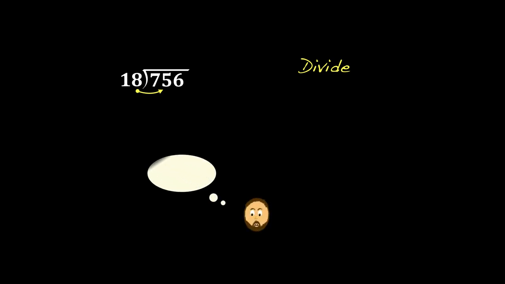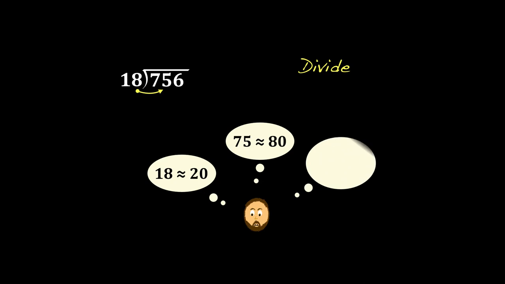So here's our problem. 756 divided by 18. So we're going to divide. 18 doesn't go into 7, but it goes into 75. Well, let's go ahead and think about this here. 18 is really close to 20, and 75 is really close to 80. So I know that 20 goes into 80 4 times, but I know 80 is a little bit too high. I'm only looking to get to 75 here, so maybe I'll try 3, and we'll multiply that down and see how it works.